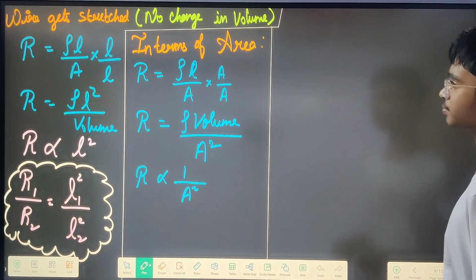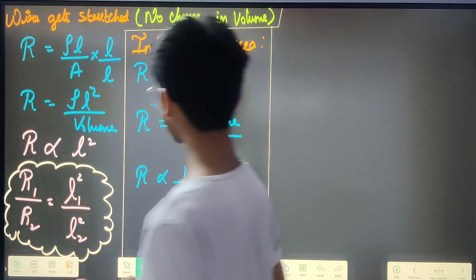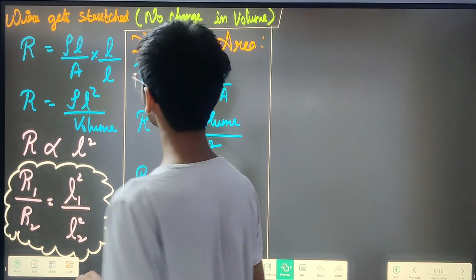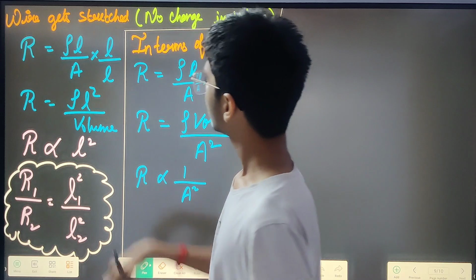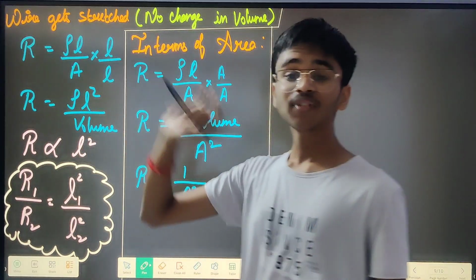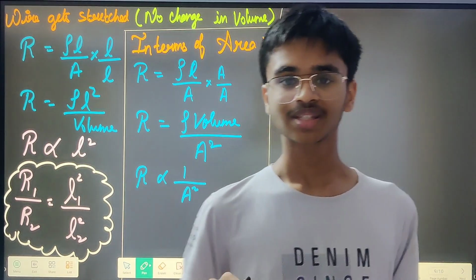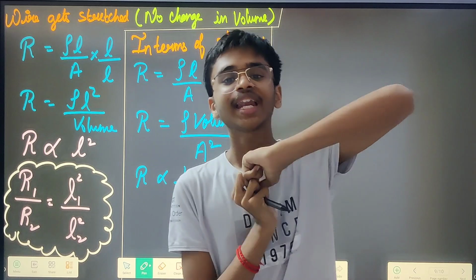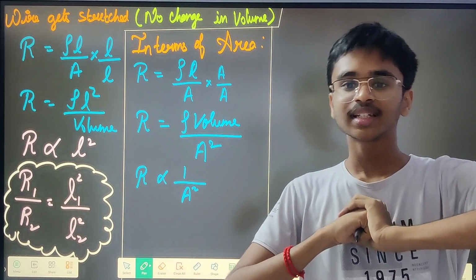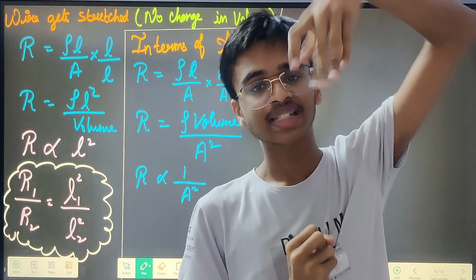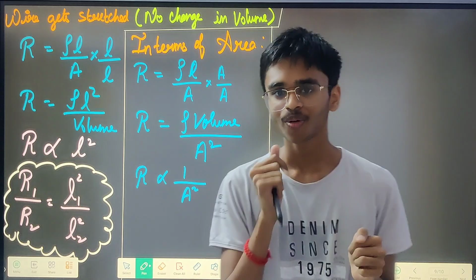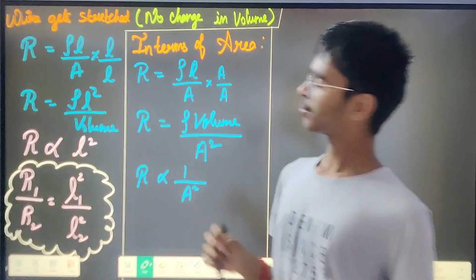Next is when a wire gets stretched. So what will we do if a wire gets stretched? There are two different ways. A wire either can be stretched in the x-axis way, or in the y-axis way. There are two different ways, right? Super, amazing.